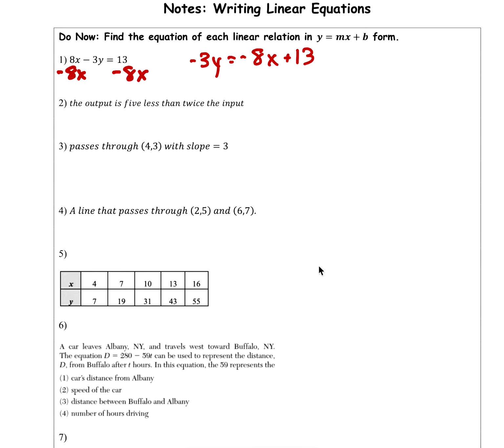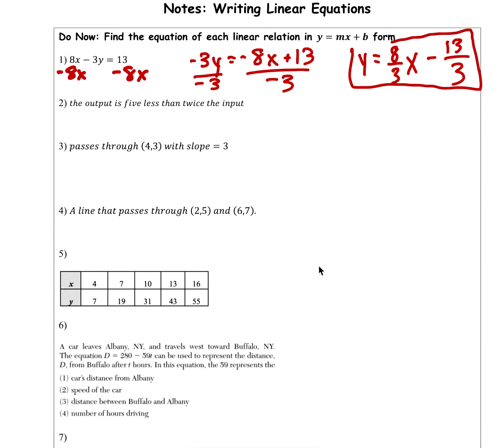I gotta get the y by itself. It's still not in y equals mx plus b form. I divide by negative 3 on both sides of the equation. And what I now get is y is alone on the left, which is what we want. And then remember that negative 3, you divide the negative 8x by negative 3 and the plus 13 by negative 3. So negative 8 divided by negative 3 would just be positive 8 over 3, because negative divided by negative is positive, x. And then minus 13 over 3. So that would be y equals mx plus b form for number 1.